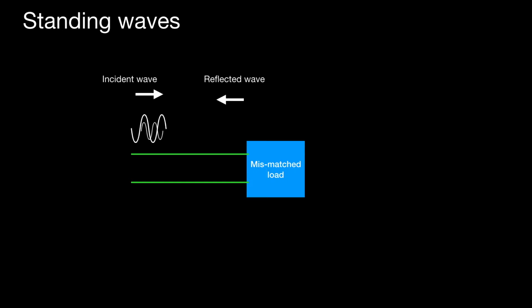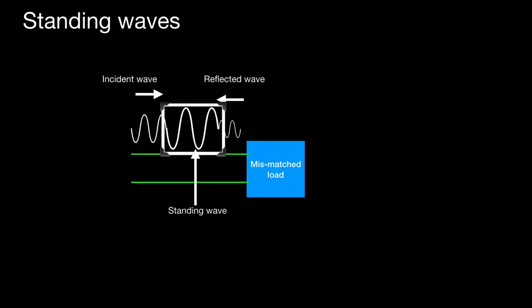And as this travels back, it reinforces the incident wave, and we end up with a standing wave formed on the coax. That standing wave is the vector sum at any particular point of the incident wave and the reflected wave, and therefore greater in amplitude than either. So there we are, the incident wave and the reflected wave joining to form the standing wave.